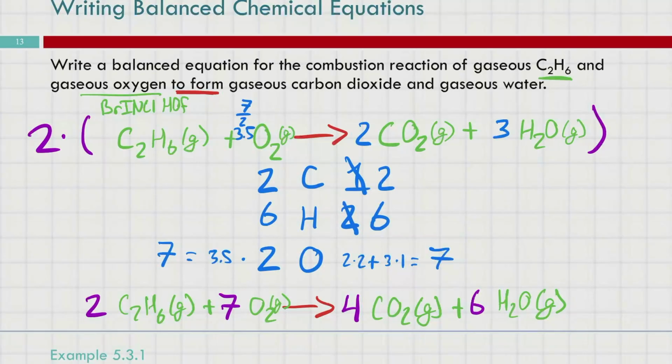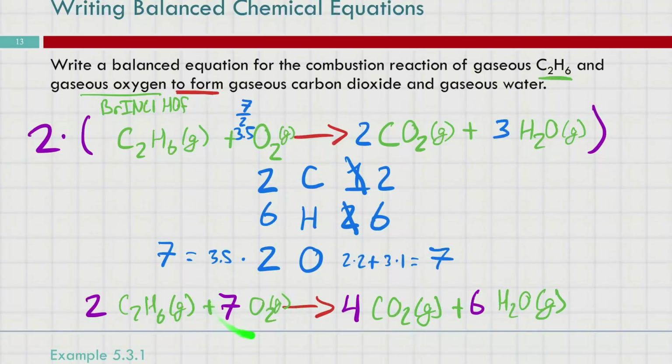And then the last step would be to just check and make sure that we did everything correctly. It's not uncommon that you do this times 2 and you just forget to do it to one of these coefficients. So we're going to run through real quick and check. For our carbons, we've got a subscript of 2, coefficient of 2, we've got 4 carbons. On the right side, we've got 4 carbons. Carbons are balanced. Hydrogens, we've got 6 times 2 for 12. We've got 6 times 2 for 12 on the right side also.